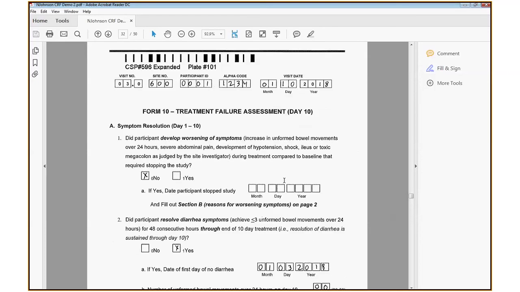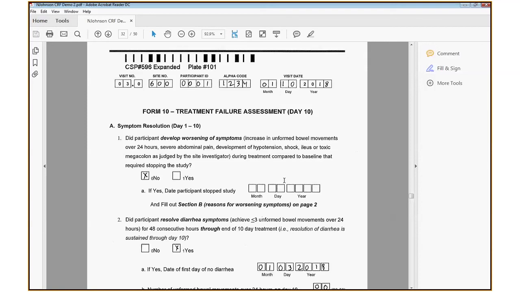Form 10, treatment failure assessment, day 10. Symptom resolutions, day 1 through 10. Did the participant develop worsening symptoms, increase in unformed bowel movements over 24 hours, severe abdominal pain, development of hypertension, shock, ileus, toxic megacolon, as judged by the site investigator during treatment compared to baseline, that required to stop the study? No, so the patient is continuing. If the participant doesn't show any improvement, it'd be considered a treatment failure and they would be withdrawn from the study.